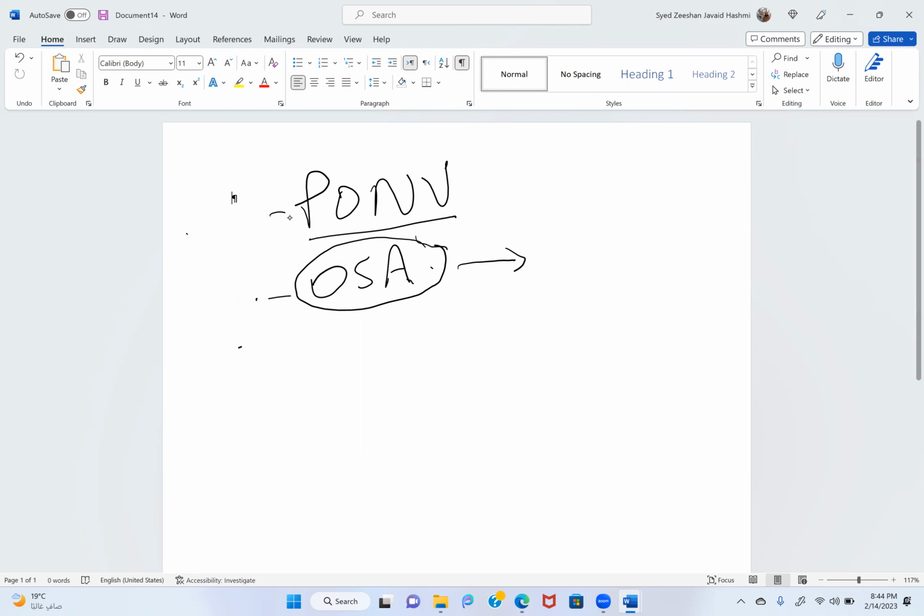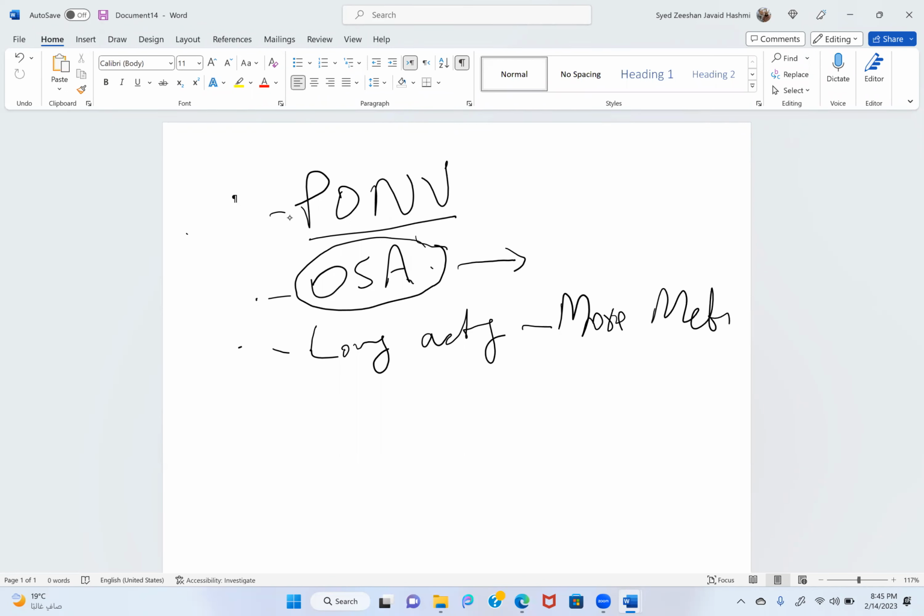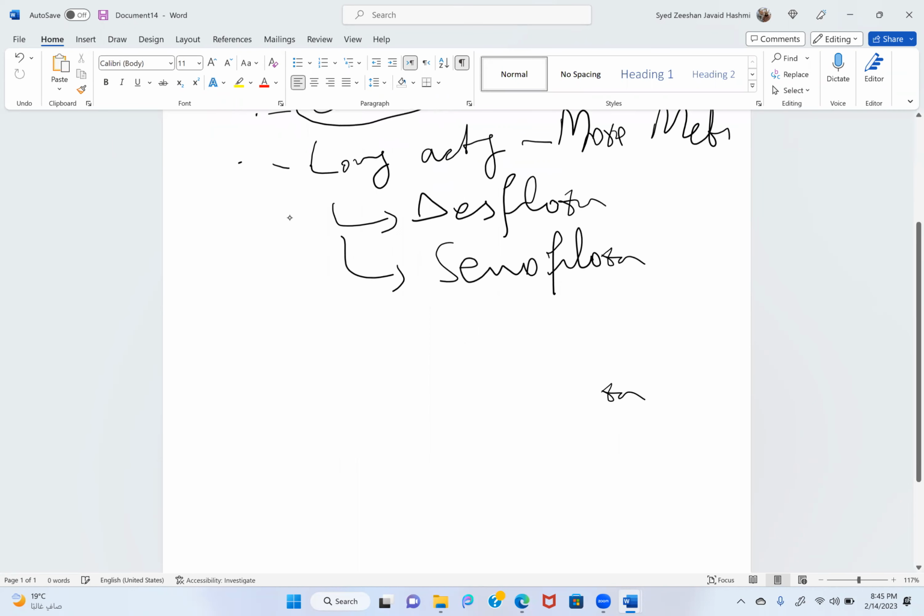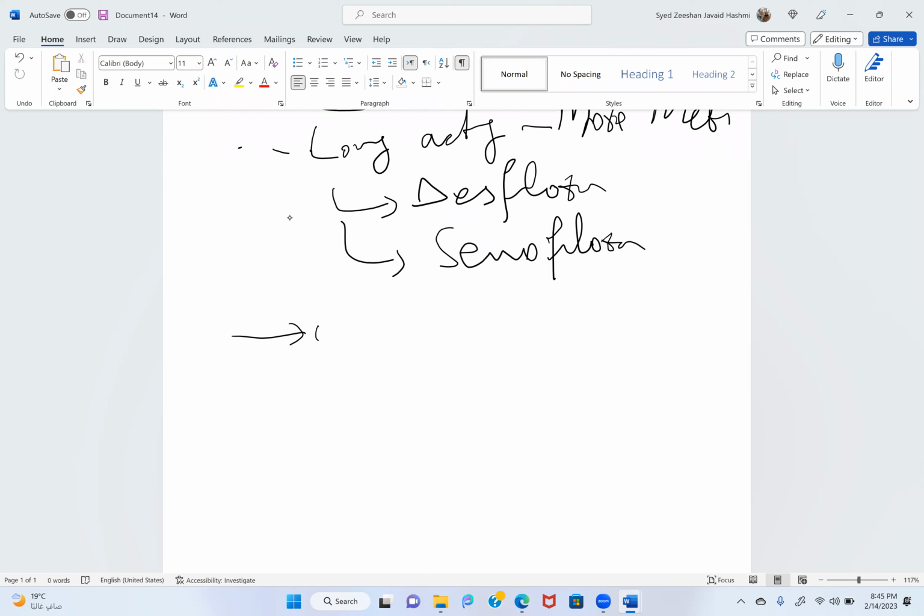Then you should avoid long acting medications, because long acting medications mean more metabolism. So desflurane will be a better choice as compared to sevoflurane. It is better if you use opioid free. You should use a combination of NSAIDs and paracetamol.